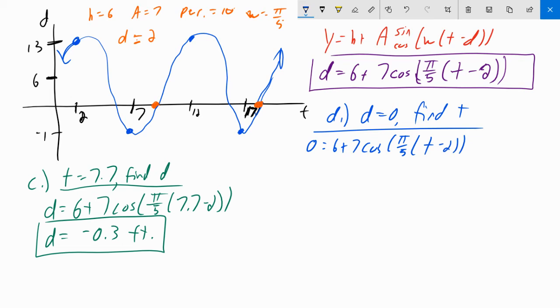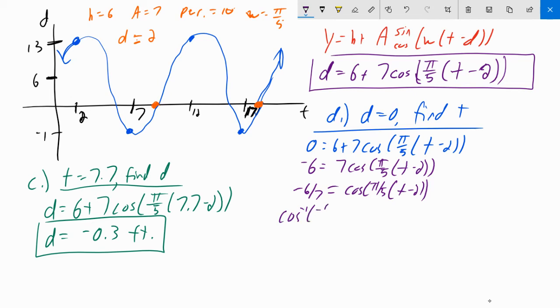Work this out carefully. Subtract the 6 over. Negative 6 equals 7 cosine pi over 5 times (t minus 2). Divide by 7. Negative 6/7 is the cosine of pi over 5 times (t minus 2). Move cosine by doing the inverse of that. That is the cosine -1 button on your calculator.